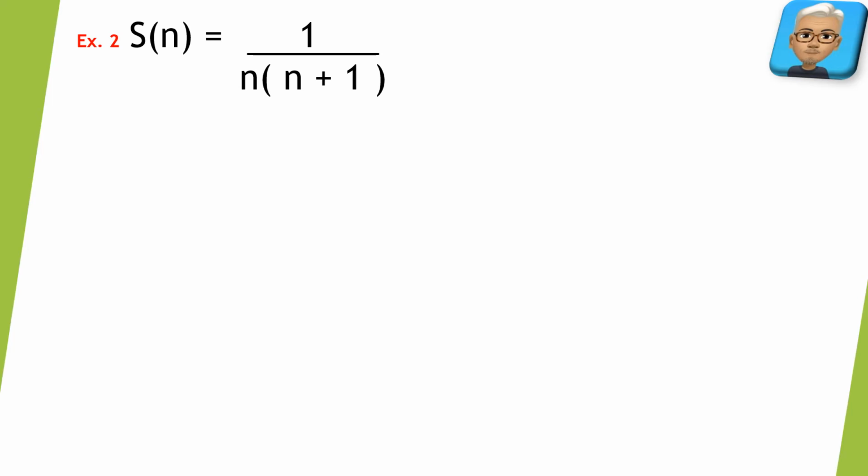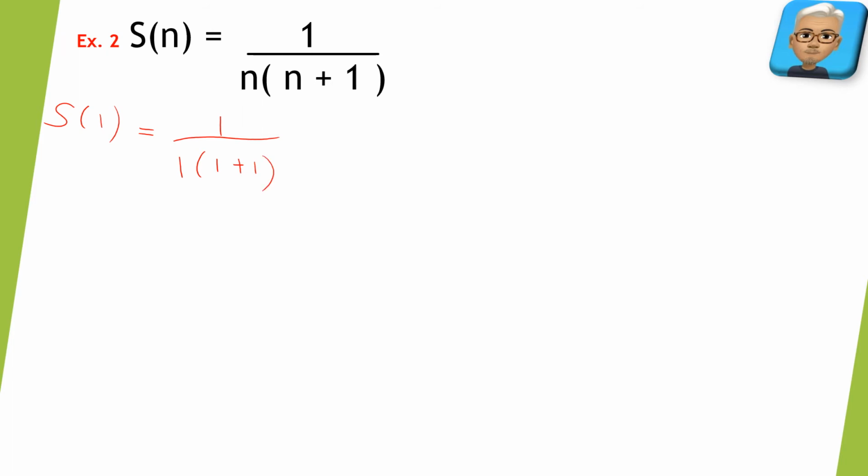Example number 2, s of n is equal to 1 over n times the quantity n plus 1. Katulad nung ating example 1, we'll be using numbers 1 to 5 na kapalit ng variable n. Unahin natin yung s of 1. What is s of 1? So we have here 1 over 1 times the quantity 1 plus 1.